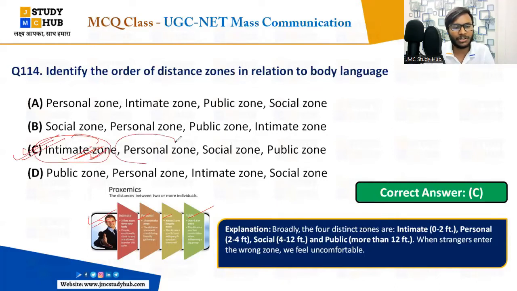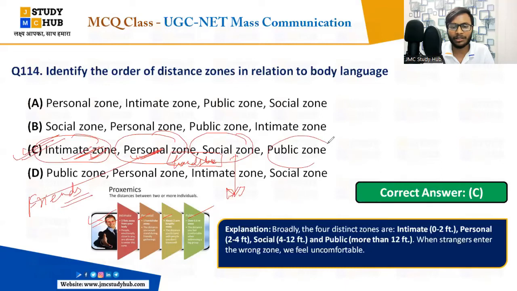Personal zone, that is about the handshake. We do the handshake, and those persons can be considered as the personal zone. Social zone jo hota hai, that is, jo aapki society ke log hote hain aur aap padosi bhi keh sakte ho. Then after the social zone is the public zone. So here the different distances are given to you. Intimate is 0 to 2 feet. Personal zone is 2 to 4 feet. Social zone is 4 to 12 feet, and public is more than 12 feet.